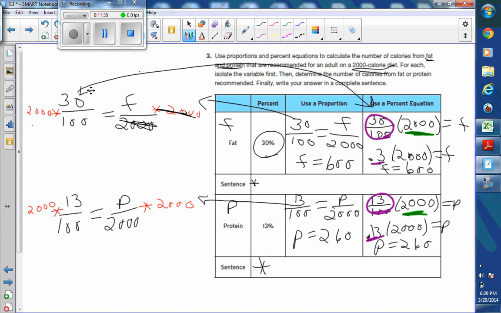And if you look over here, again at the bottom with the protein, these 2,000s cancel out. You're left with P. So you'd have 2,000 times 13 over 100 equals your P, which is the same thing as your percent equation over here. So if you multiplied both sides by 2,000, you'd actually end up with the same thing. All right, now let's look at number 6.